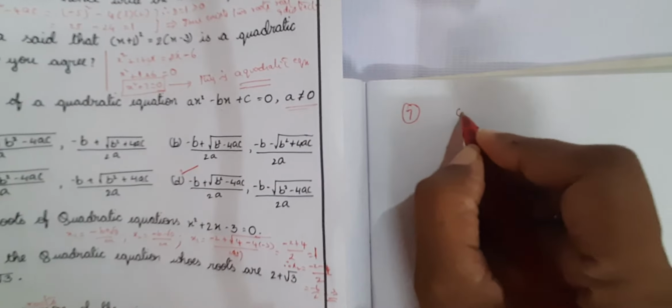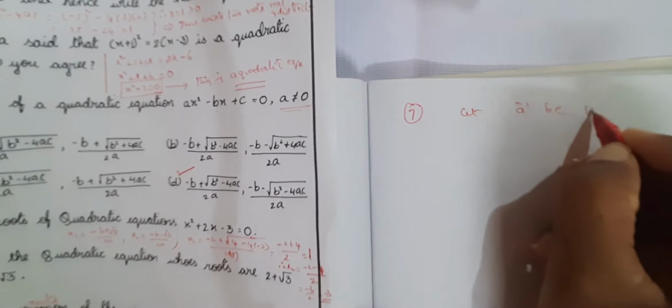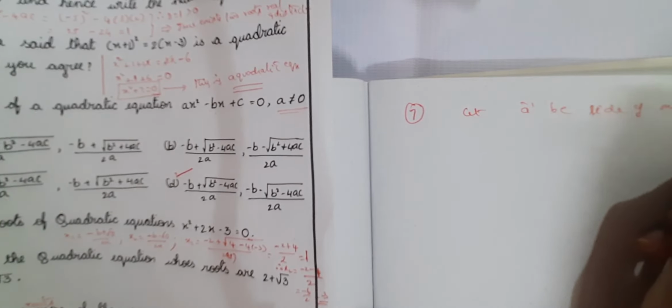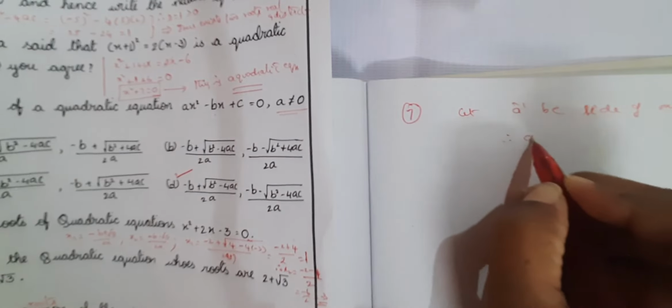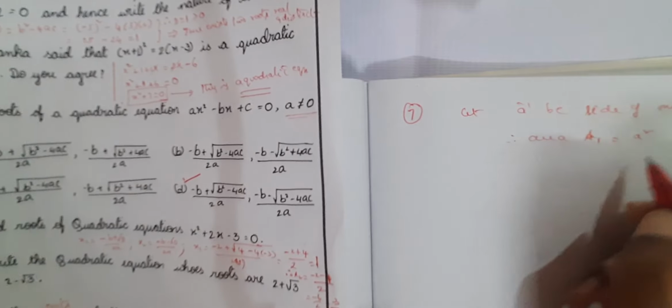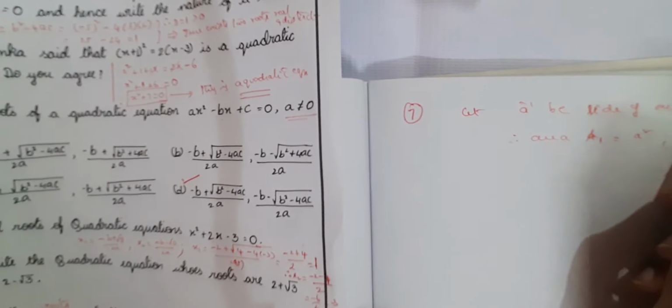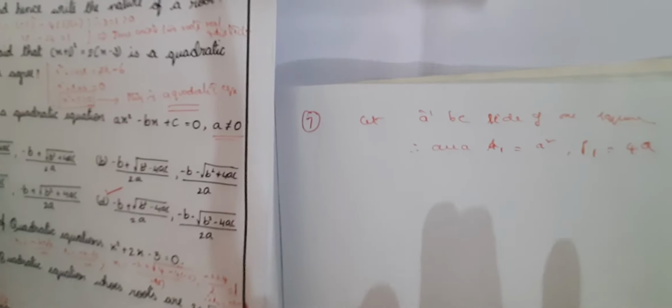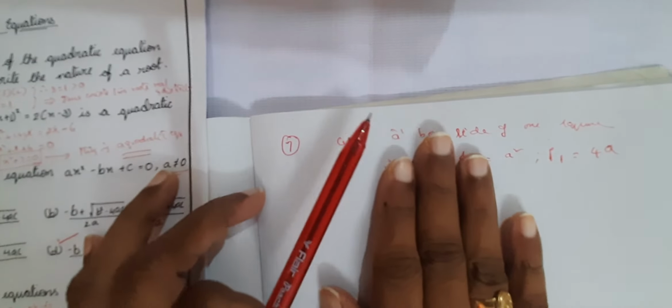So now let us assume seventh problem. Let A be the side of one square. Right? That is therefore area A1 is equal to A square. And perimeter P1 is equal to 4A. Is it clear or not? I am now doubting it.